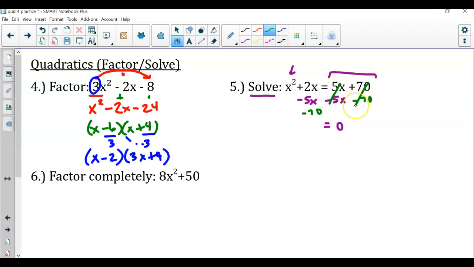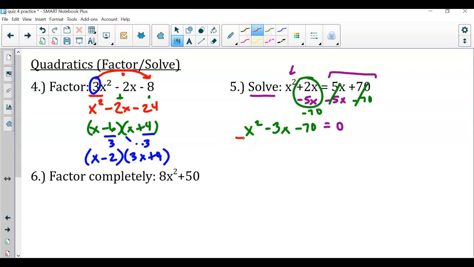That means now we've got equal to 0. Then I'm going to bring down, I've got x squared. Notice how we do have like terms. 2x minus 5x is negative 3x. Then minus that 70 here. Then now we can solve.